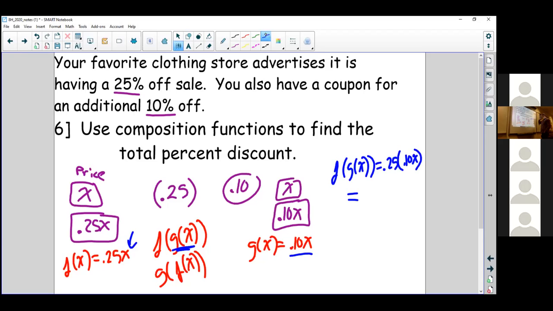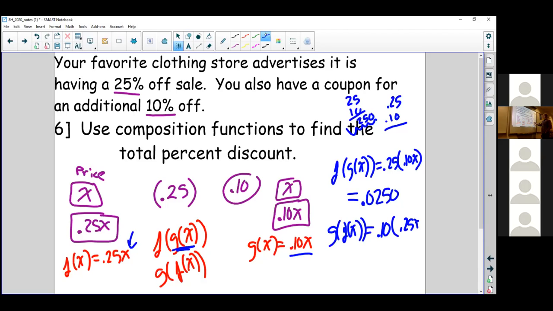I had the hiccups right now, excuse me. So I'm going to go 0.25 times 0.10. That's 25 times 10, which is 250. Decimals here, I have 4 decimals, so 1, 2, 3, 4. So it's going to be 0.0250. That's f of g at x. If I did g of f at x, it doesn't matter the way you do it, that's going to be 0.10 times 0.25x, which gives me the exact same answer. Oh, there's an x there. And that's going to be 0.0250x.